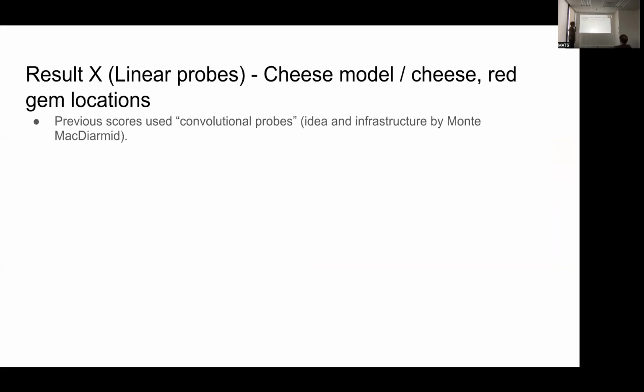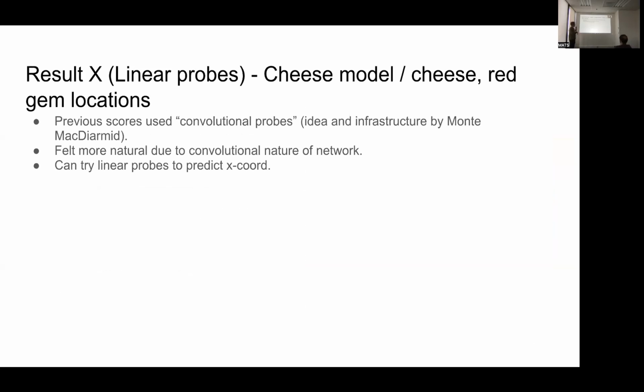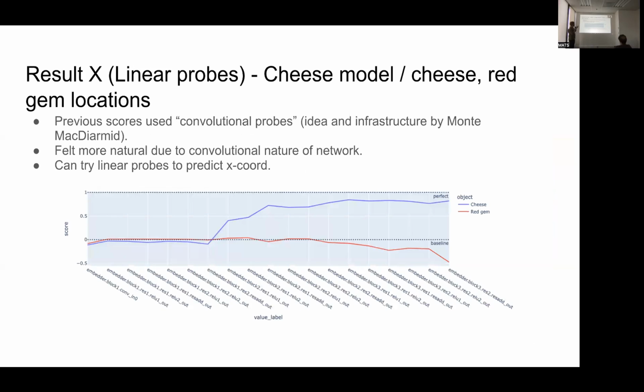Okay, so we're going to go through the last few slides. These are somewhat random. Here's an additional result, basically using linear probes. I didn't want to go into the weeds about how we train the probes because it's a bit too low level for what we're concerned with. But just to go over it quickly, previous scores were trained using convolutional probes. This idea and infrastructure was developed by Monty McDiarmid. They felt more natural due to the convolutional structure of the network, but one can also try simple linear probes.